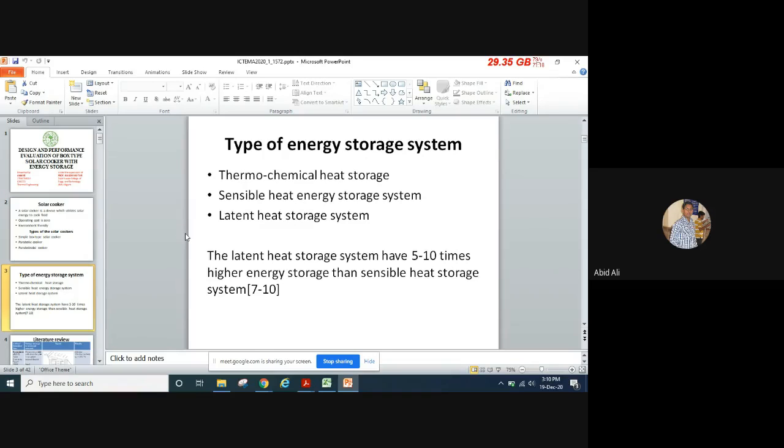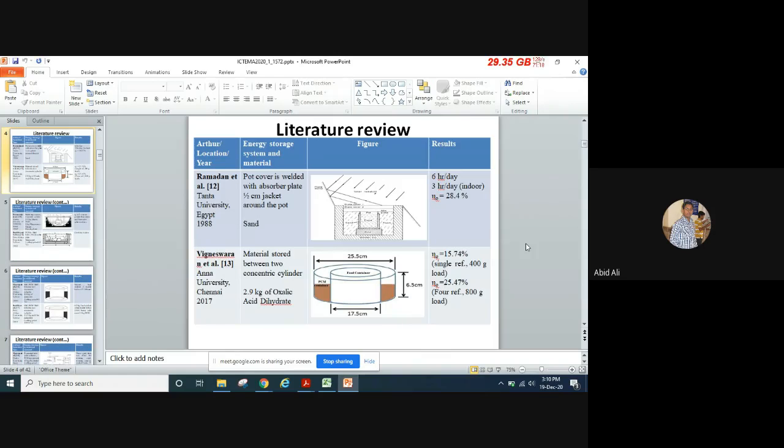According to the energy storage material, solar cookers are also of three types: thermochemical heat storage system, sensible heat storage system, and latent heat storage system. Out of which latent heat storage system has 5 to 10 times higher energy efficiency than sensible heat storage system. And this is the literature review on the sensible heat storage system.